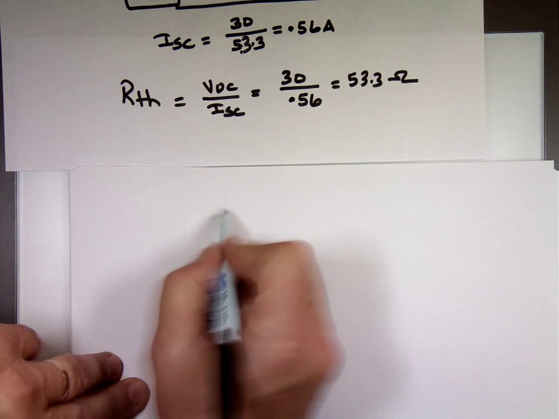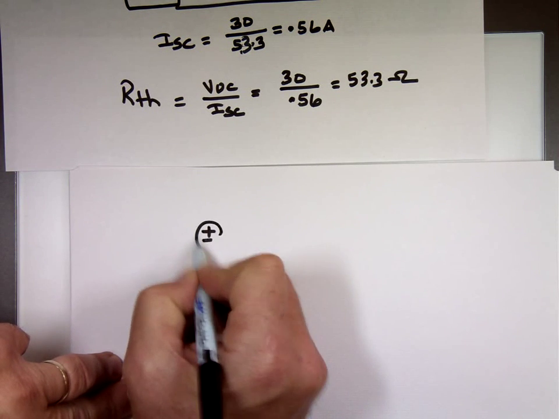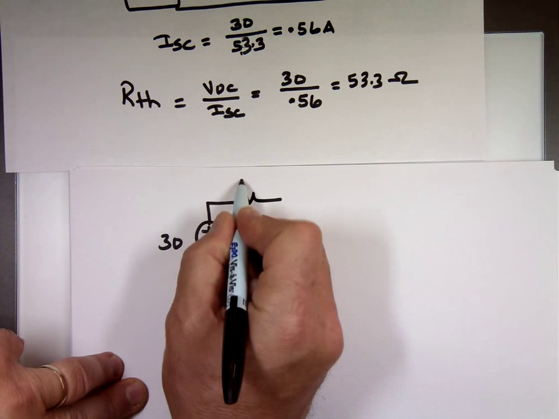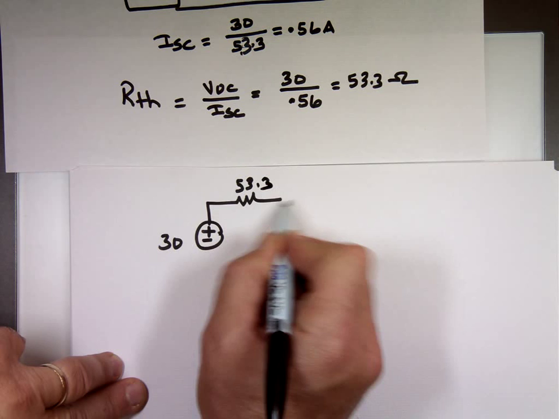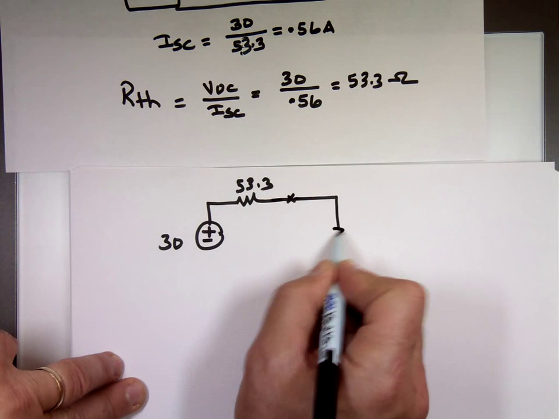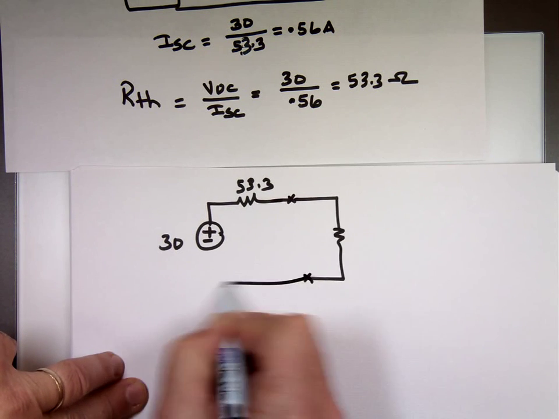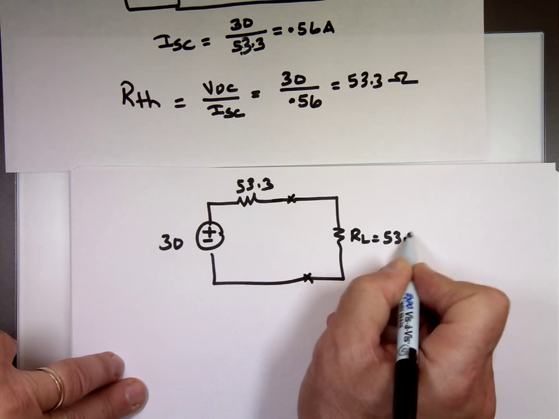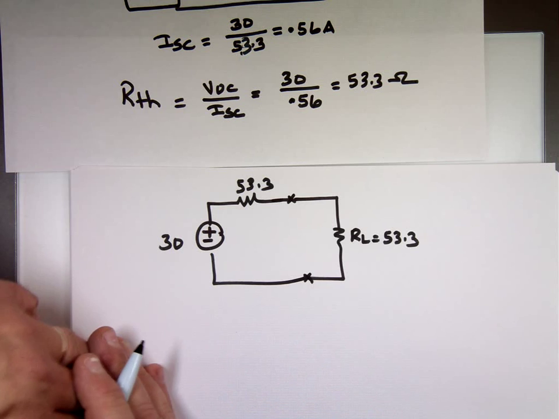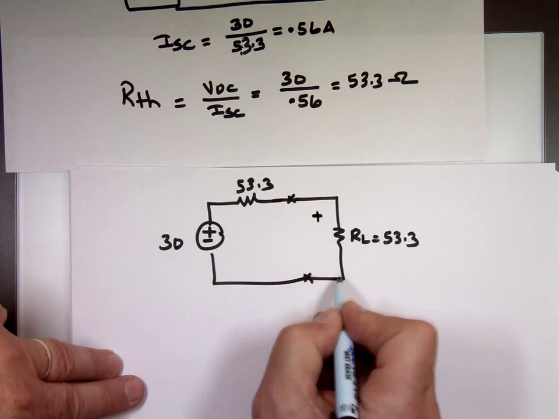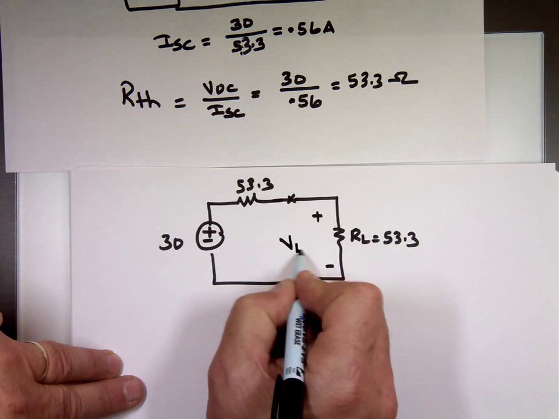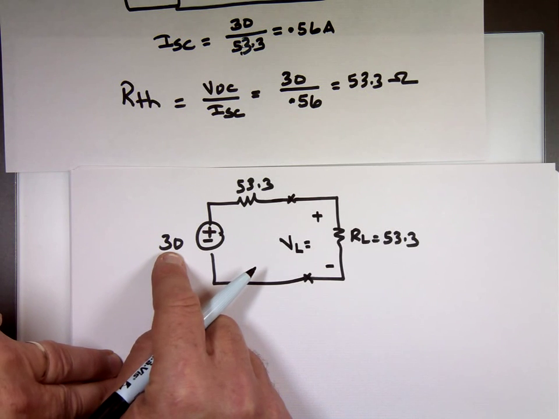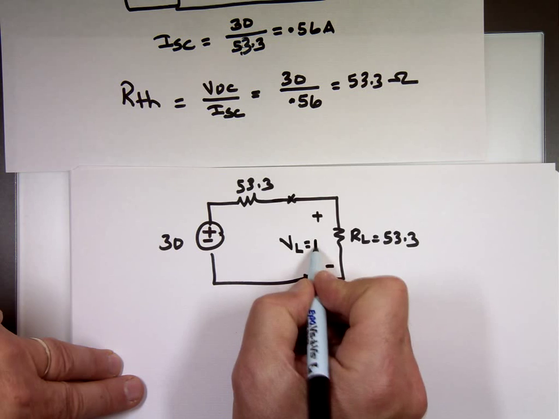We said that's 30 volts, V Thevenin, 53.3. That means R sub L has to be what? Has to be 53.3 for maximum power transfer. What's the voltage here then? Isn't that half of this number? When the resistors are equal, voltage division, it's going to be half the number.